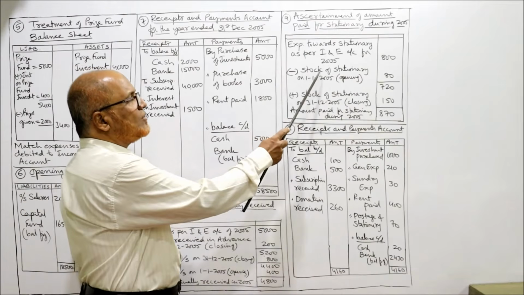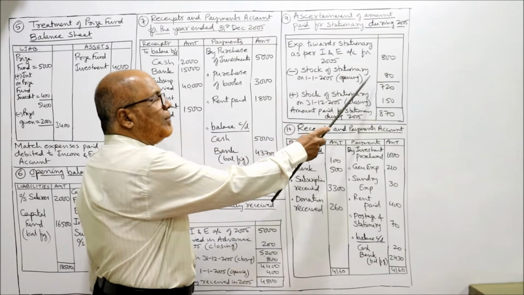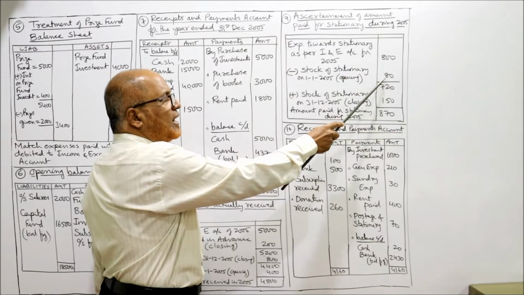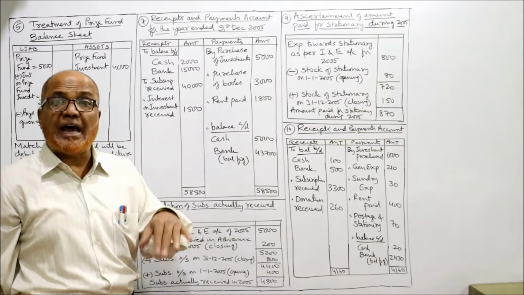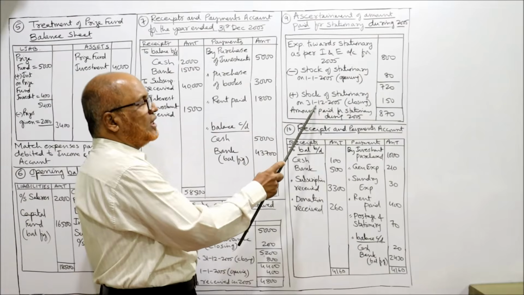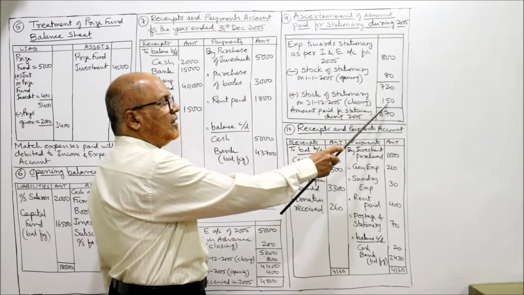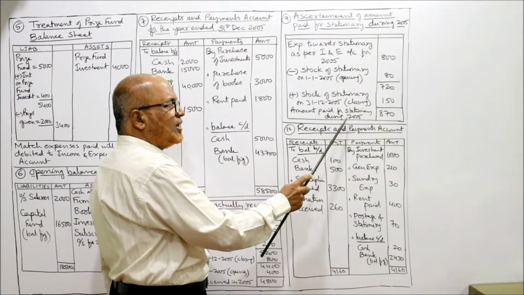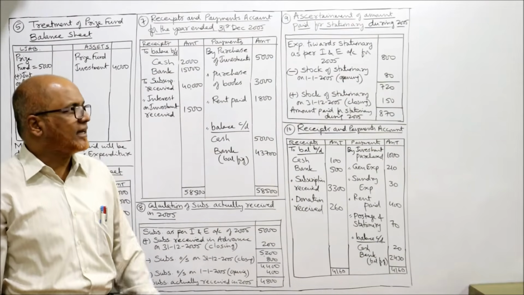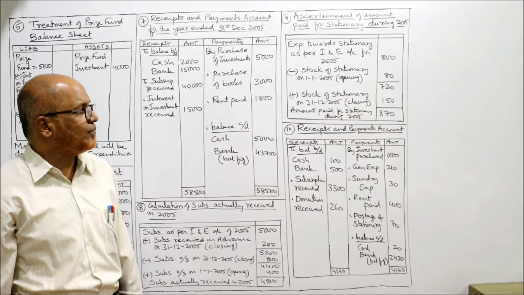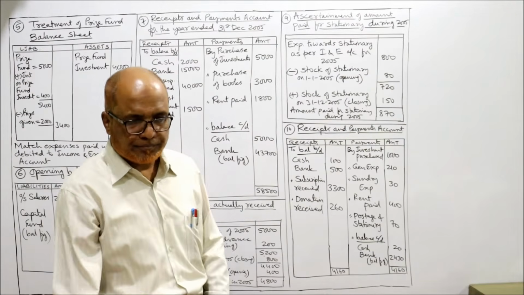So minus stock of stationery on 1/1/2005, opening, subtracted. 800 minus 8720, and closing stock of stationery should be added. Stock of stationery on 31/12/2005, closing, added. The amount paid for stationery during 2005 is 870. That's it. This is the end of problem number 9.